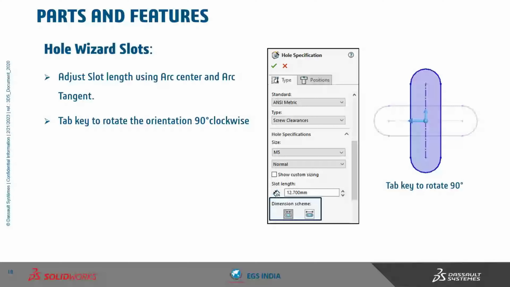Hole wizard. Now in SolidWorks we can give the slot dimension from the arc center or from the arc tangent. While positioning, if we want, we can rotate the orientation by 90. We just press the tab button for it.